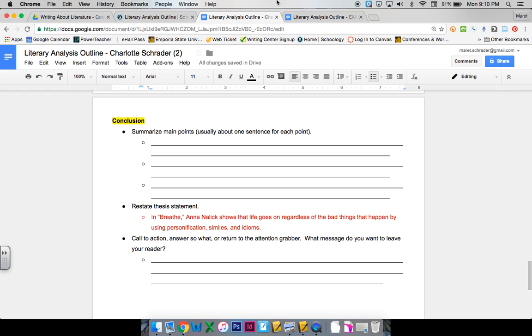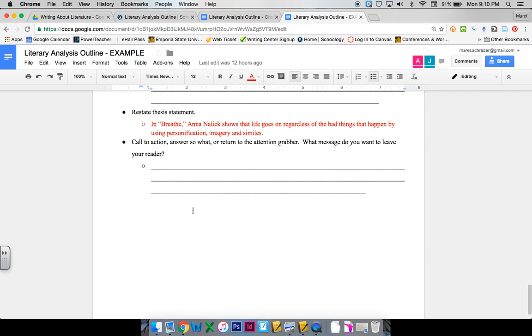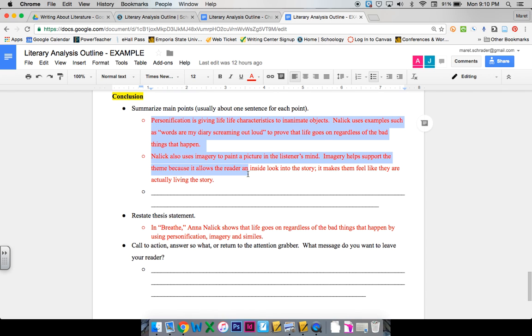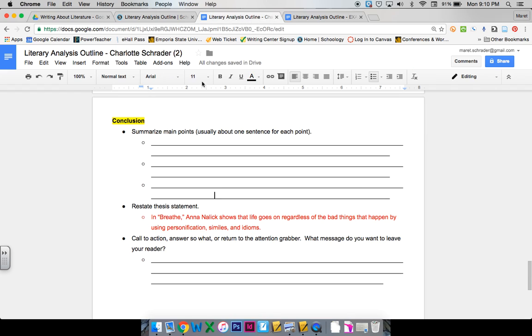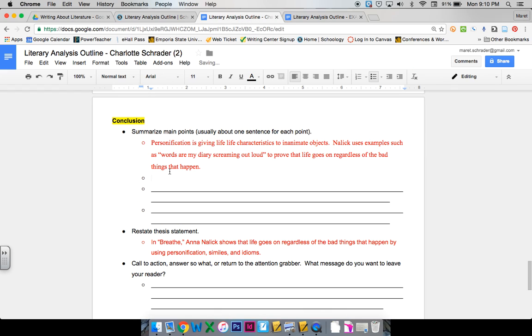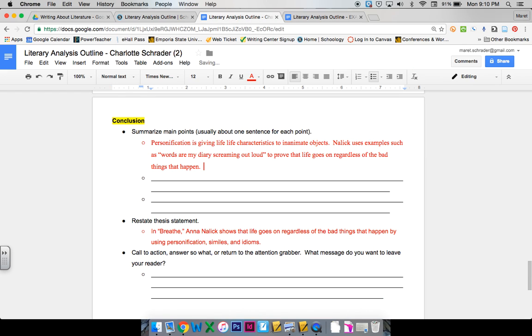These are usually about 1 to 2 sentences for each point, and they're just reminding your reader what you talked about. So they might look something like this. I've already done this, so I'm just going to copy. Looks like I've done the personification. Personification is giving lifelike characteristics to inanimate objects. Nalick uses examples such as, "words are my diary screaming out loud," to prove that life goes on regardless of the bad things that happen. Now, make sure that these three summaries are also in the order of your thesis points.